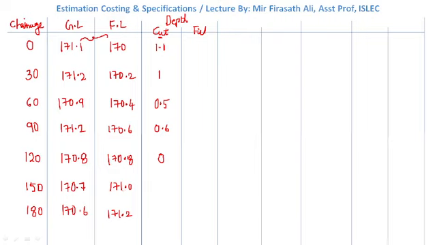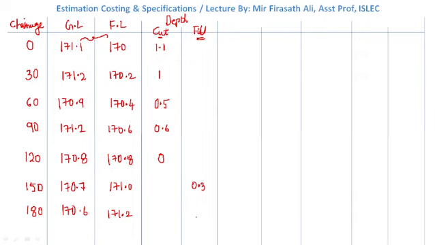Here formation level is more than the existing ground level. So, for existing ground level, to get our formation level, what we need to do? We need to fill. So the depth of fill should be written in this column. Okay, the depth of filling should be written in this column. So, 170.7 minus 171, the depth will become automatically 0.3.